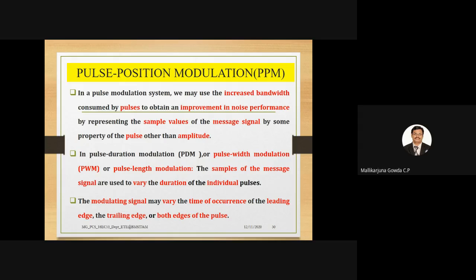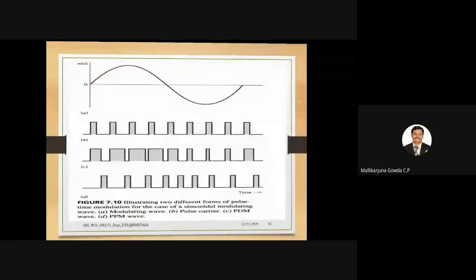Another one is pulse position modulation. Means I will be able to vary the time of occurrence of the leading edge, the trailing edge, or both edges of that pulse, depending upon the message signal. So the modulating signal may be used to vary the time of occurrence of the leading edge, the trailing edge, or both edges of the pulse. That is known as pulse position modulation. Hope clear with this definition.